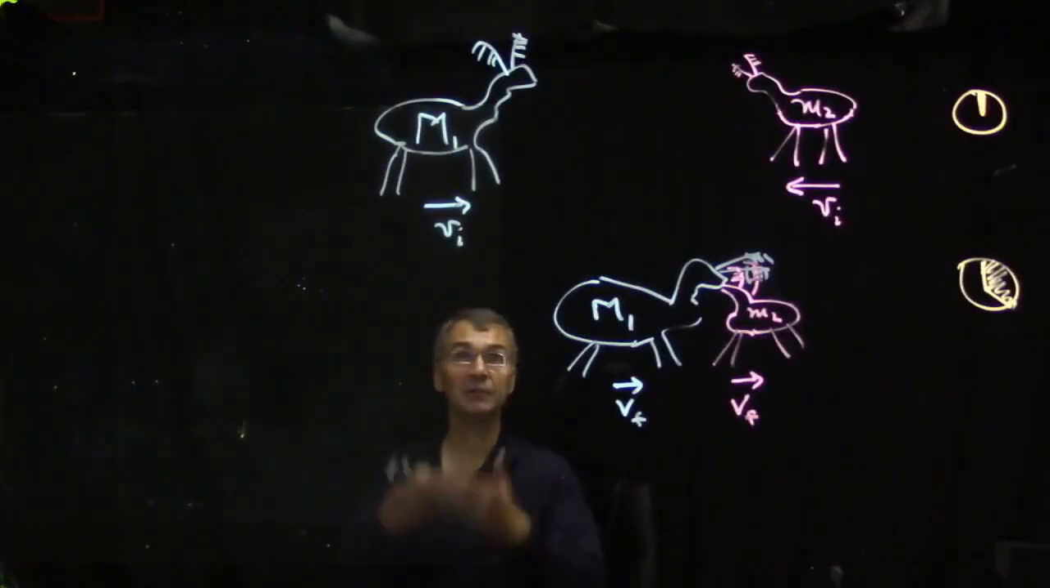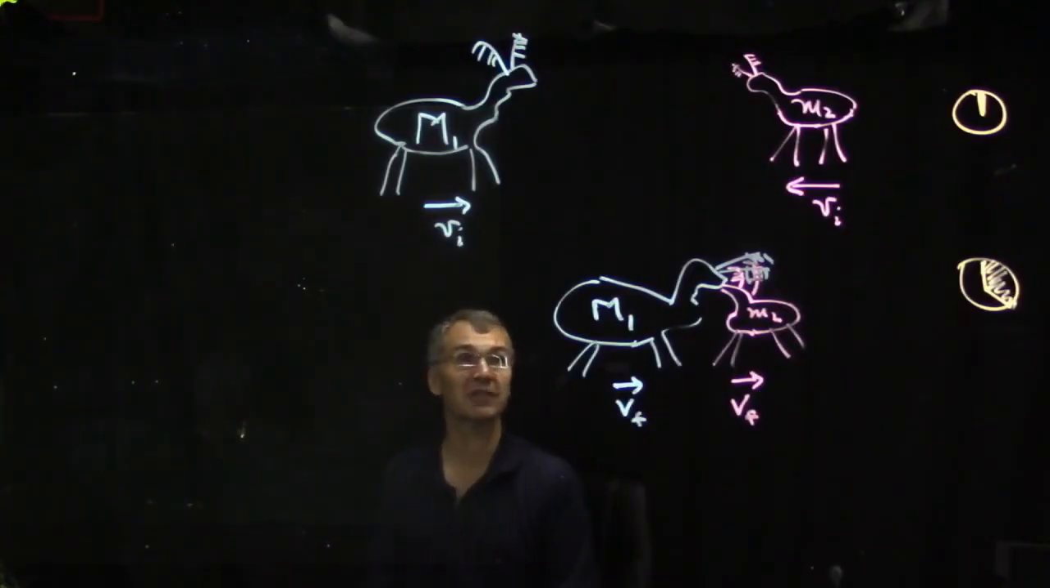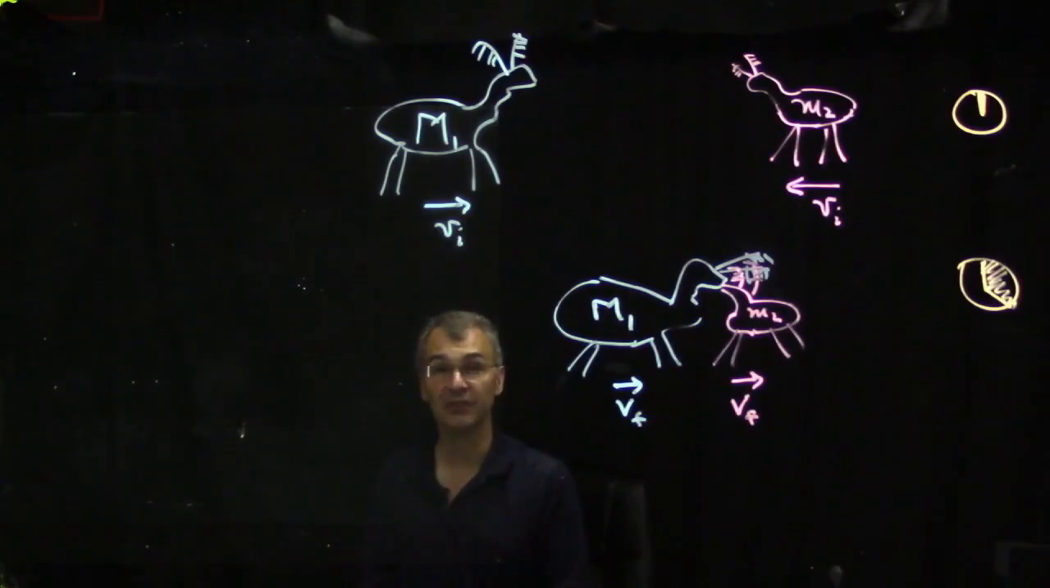Here's an example problem that I'm writing out from memory. The classic problem is two male moose of different masses, a big moose of mass m1 and a small moose of mass m2. And they're charging one another on a sheet of icy tundra. Why is it icy tundra? Icy so that we can say that friction is negligible.